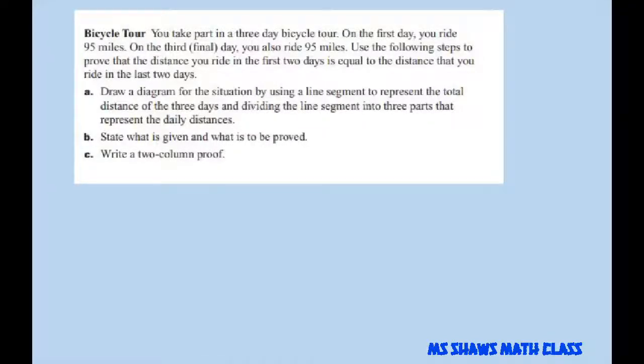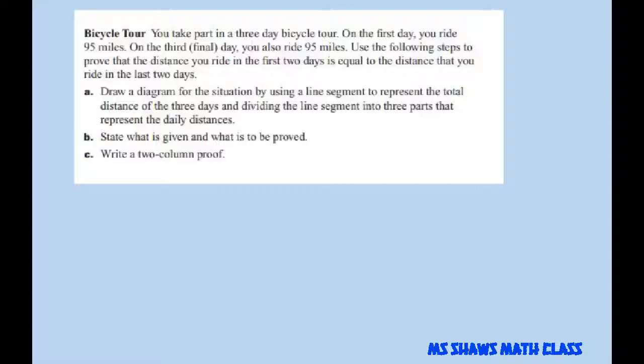Hi everyone, we're going to write a two-column proof for this word problem regarding a bicycle tour. You take part in a 3-day bicycle tour. On the first day, you ride 95 miles. On the third, final day, you also ride 95 miles. Use the following steps to prove that the distance you ride in the first 2 days is equal to the distance that you ride in the last 2 days.